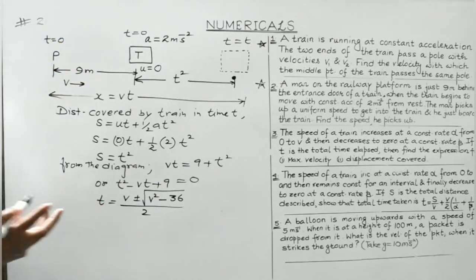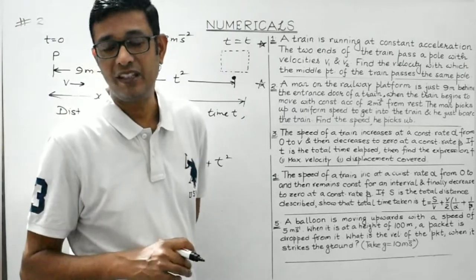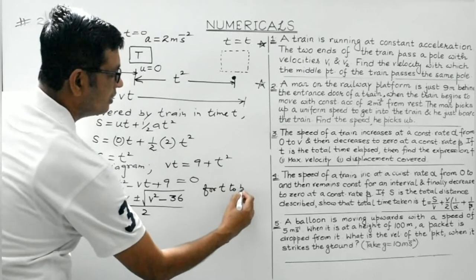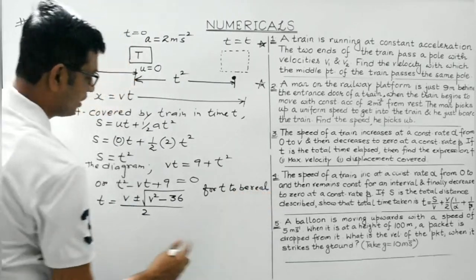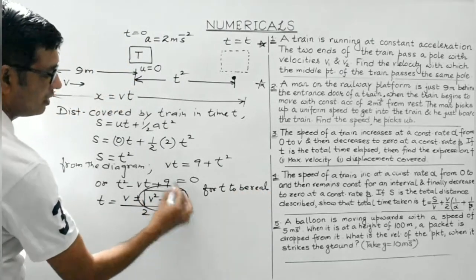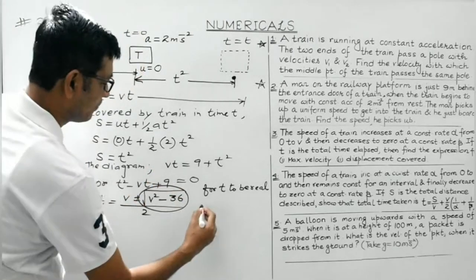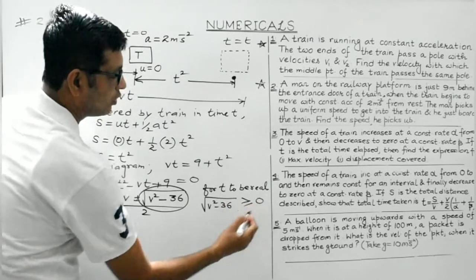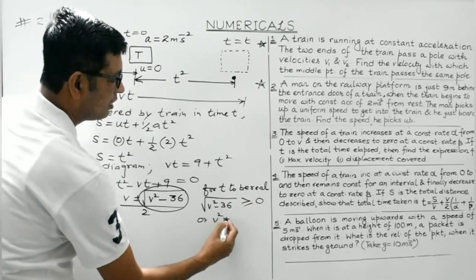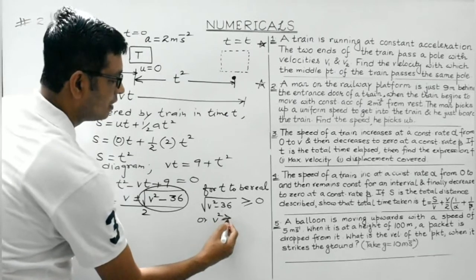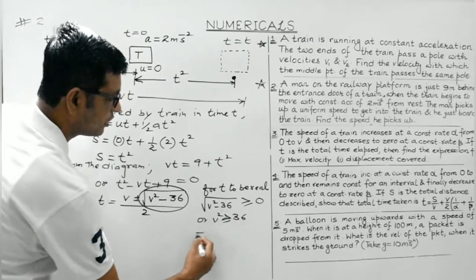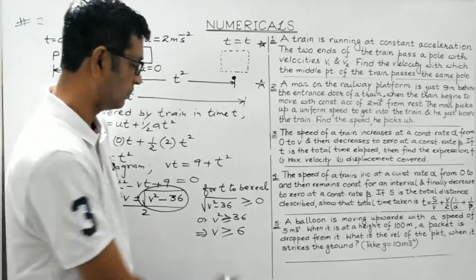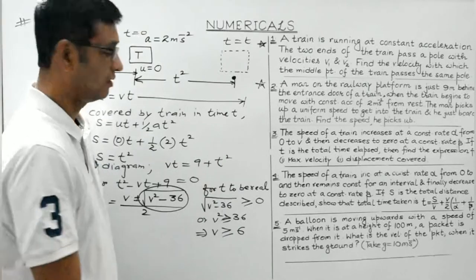Now, time can't be negative, it has to be real. So, for t to be real, this discriminant has to be greater than or equal to 0. The square root of v square minus 36 is greater than or equal to 0. Or v square must be greater than or equal to 36, which implies that v must be greater than or equal to 6. Actually it is plus minus 6, but it is greater than or equal to 6, right?